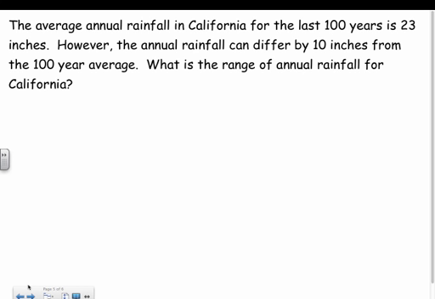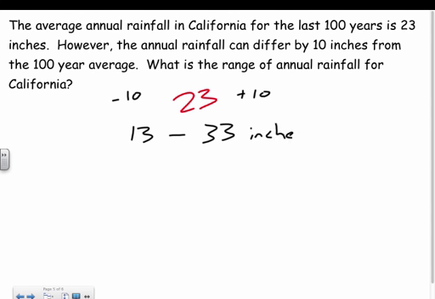So right now it says the average annual rainfall in California for the last 100 years is 23 inches. However, the annual rainfall can differ by 10 inches from that average. What is the range of the annual rainfall from California? Well, 23 is the average. It could either go up 10 or down 10. So the range is what? From 13 to 33 inches. Okay, just go ahead and do the math. Add 10 and subtract 10.